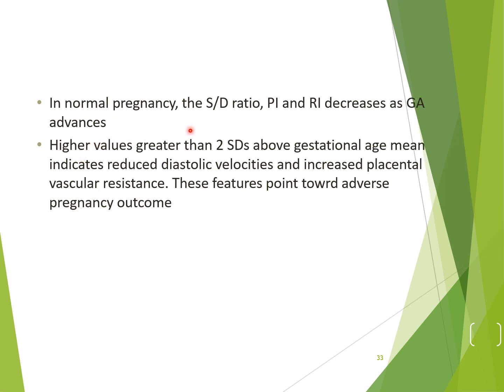In normal pregnancy, the systolic-diastolic ratio, pulsatility index, and resistance index decrease as gestational age advances. Higher values, that is, if the systolic-diastolic ratio is greater than 2 above the expected gestational age, indicate reduced diastolic velocities and increased placental vascular resistance. These features point towards an adverse pregnancy outcome. That is, if the placental resistance is high, naturally the blood supply to the placenta will decrease and it will affect the outcome of the baby also.